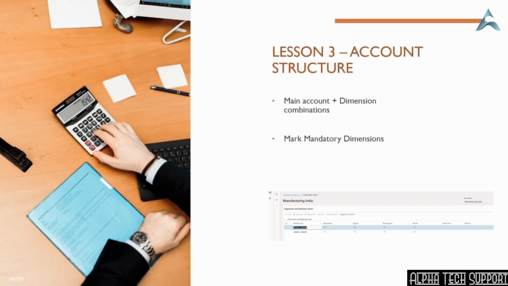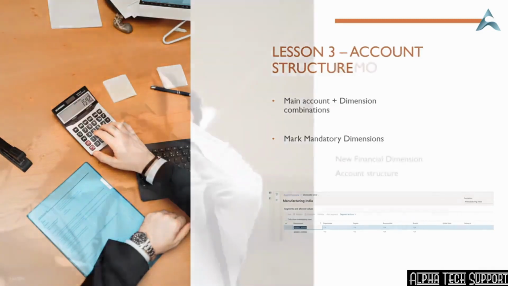Now, what this does quite well for reporting is that when the reporting team pulls out a report by department of a specific ledger or main account number, it will always have a department value.